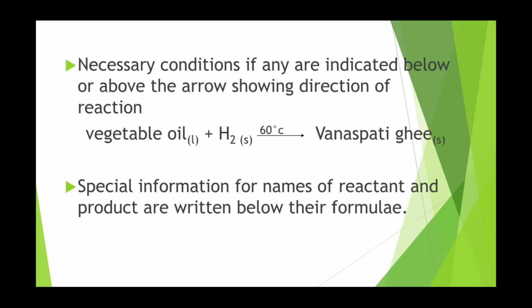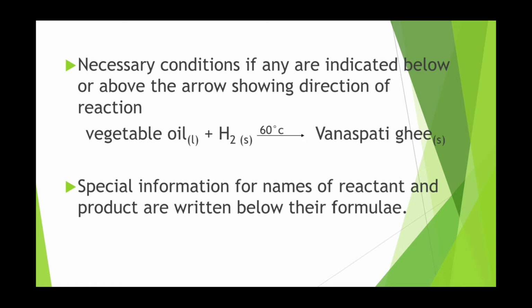Now, if the chemical reaction requires any necessary conditions to be completed, like temperature, pressure or any catalyst, then it should be mentioned or indicated below or above the arrow which shows the direction of chemical change. Here we can see that the reaction is about conversion of vegetable oil into Vanaspati ghee. The necessary condition is a temperature of 60 degrees, so we have mentioned it on or above the arrow.